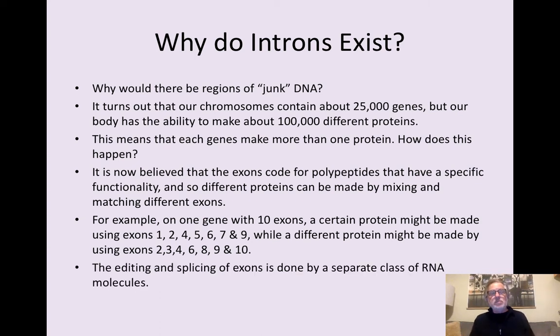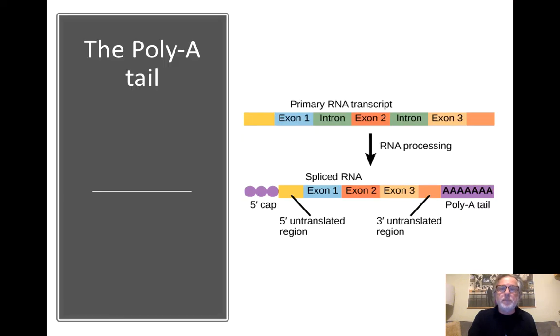The editing and splicing of these exons is done by a separate class of RNA molecules that we're not going to study in this class, but that you will study in an advanced biology course. Finally, one of the most amazing things about the final mRNA is it has a 5' cap, and I'm not going to talk about that, but it also has what's called the poly A tail. A bunch of A ribonucleotides are put on at the end.